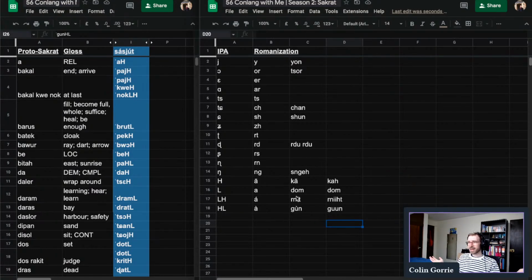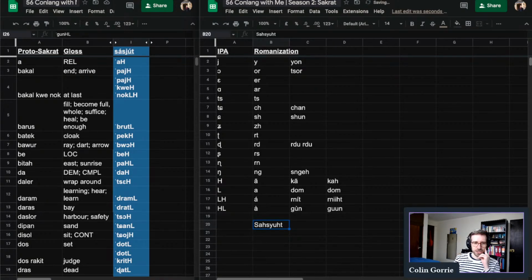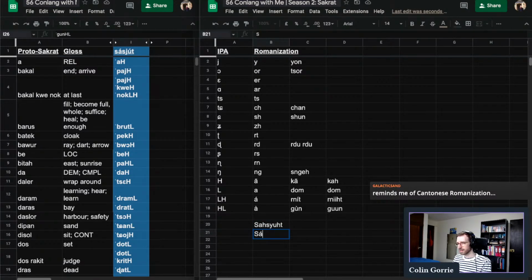So then what would this language look like? The name is sásjút hi hi. So it would be written something like sásjút. That's kind of cool. Or alternatively, in the diacritic spelling.